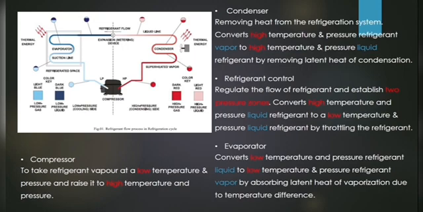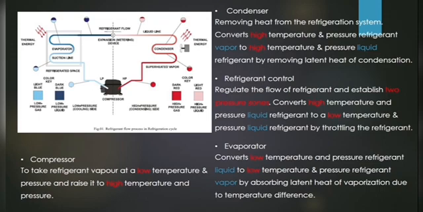The function of the compressor is to take the refrigerant in vapor at a low temperature and low pressure and raise it to high temperature and high pressure. The condenser removes heat from the refrigerant system, converting the high temperature and high pressure refrigerant in vapor to high temperature and high pressure in liquid by removing the heat of condensation.